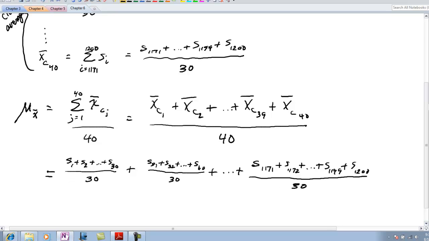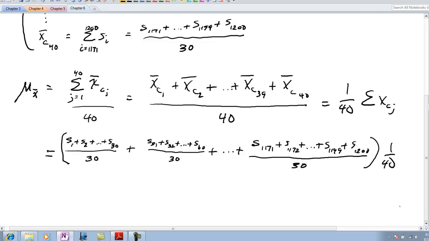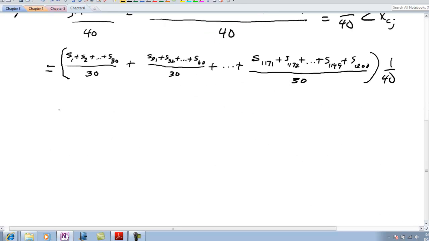And that's all divided by 40, but another way of saying divided by 40 is times 1 over 40, right? Up here, I could have just gone 1 over 40 times the summation of those x bar C_j's, right? It's the same thing. So now look here, we have all these sums over 30, and what you should know from arithmetic in middle school is that if you have a bunch of fractions with the same denominator, you can just add the numerators. So I'm going to do that.